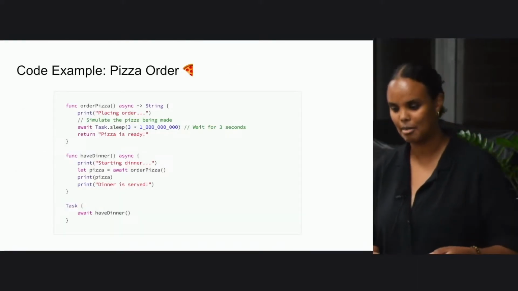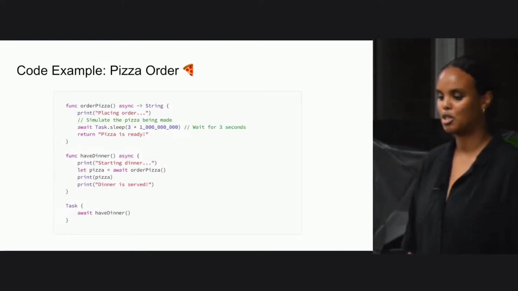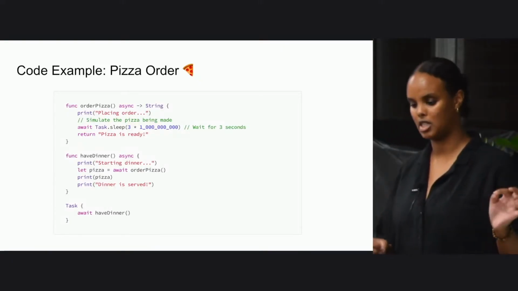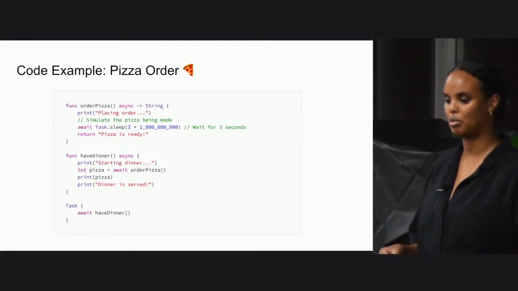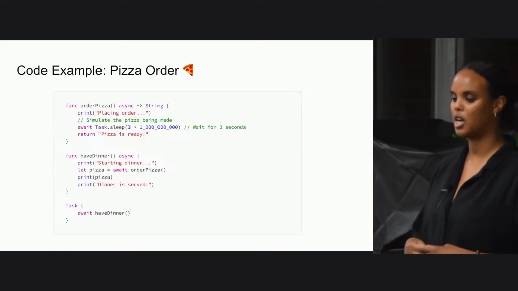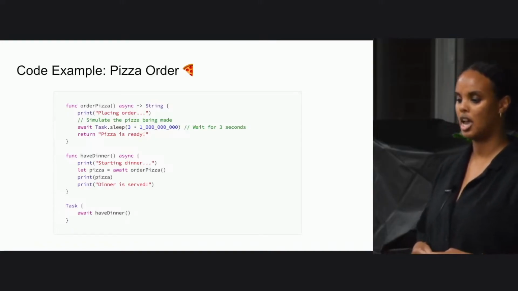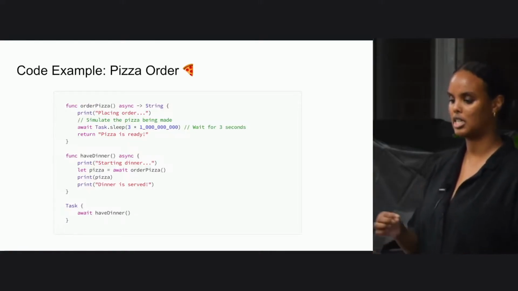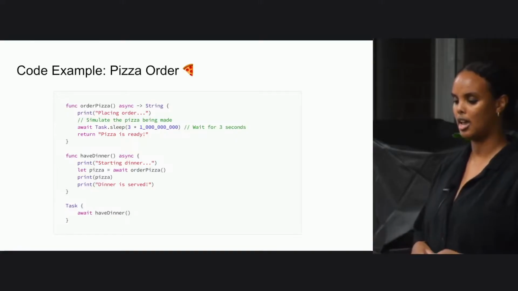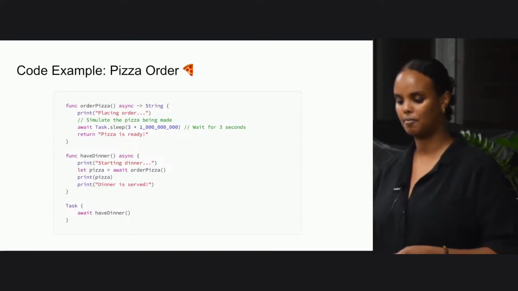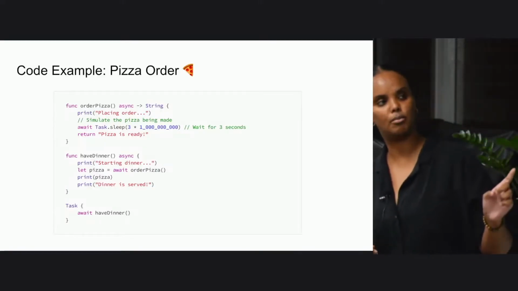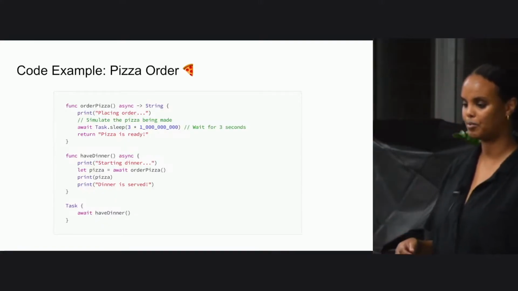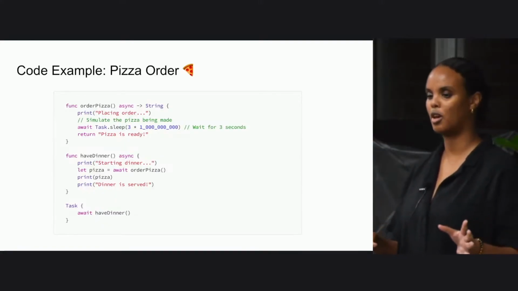So I have a code example. This is not mine. So we have the functions order pizza and have dinner. And we start off with ordering pizza. So we place the order and we have task.sleep and we wait for 3 seconds. And then it returns a pizza is ready. But we have dinner and it's an async function. And we await for order pizza. And then we print pizza and the dinner is served. And we also have the task function at the bottom that says await have dinner. So this would be the code example of the description I gave earlier.